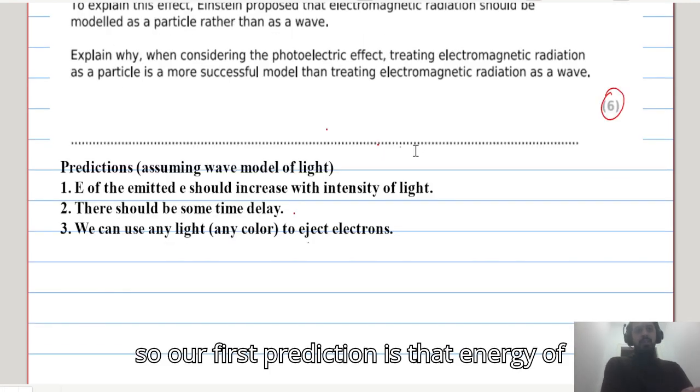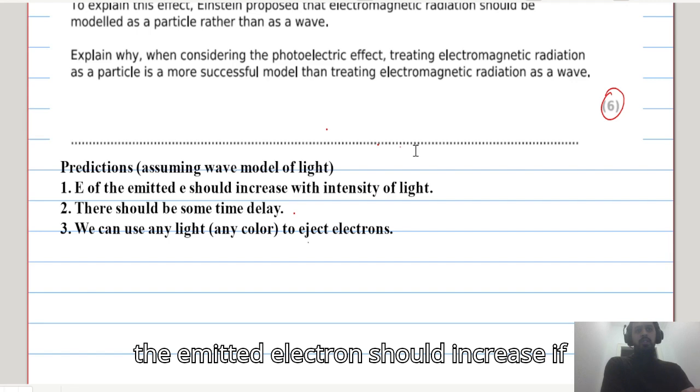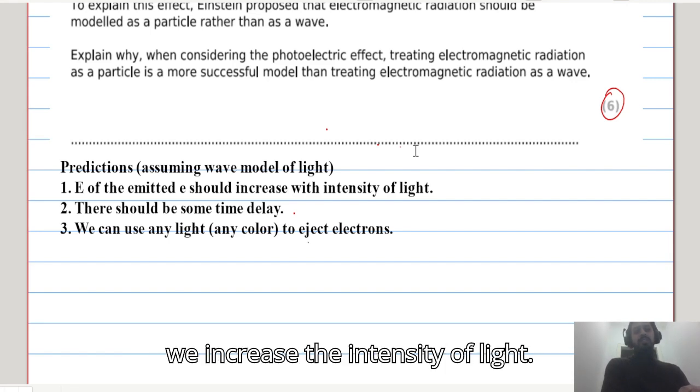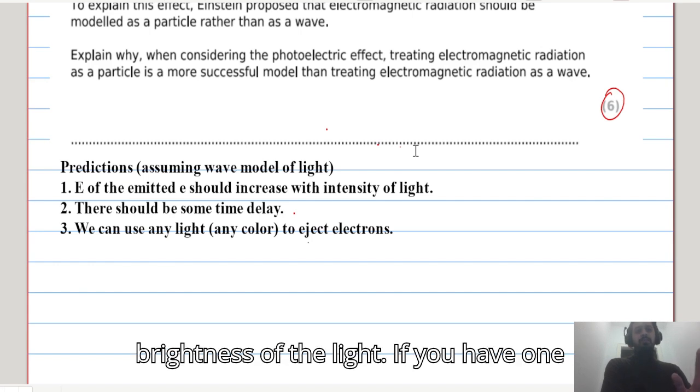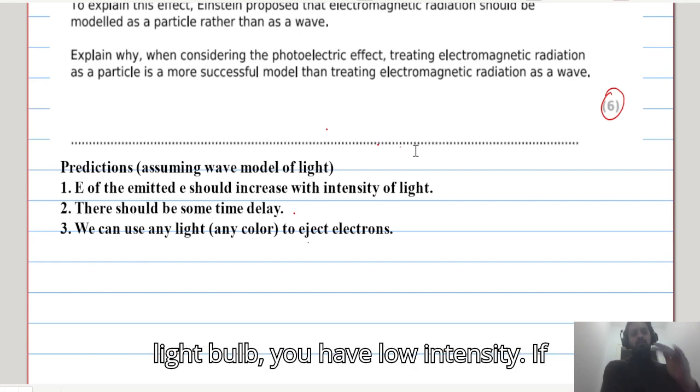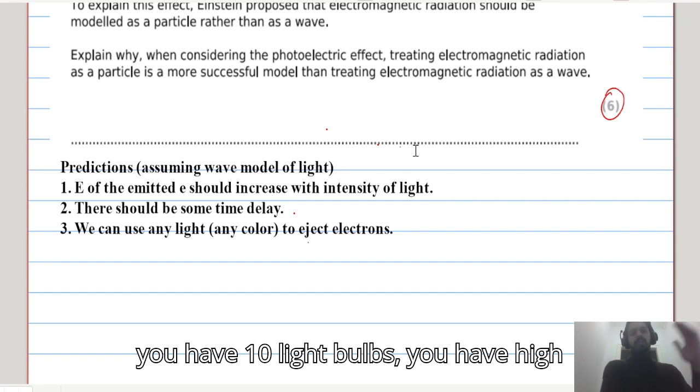So our first prediction is that energy of the emitted electron should increase if we increase the intensity of light. Now, what is intensity of light? You can simply think of intensity as brightness of the light. If you have 1 light bulb, you have low intensity. If you have 10 light bulbs, you have high intensity.